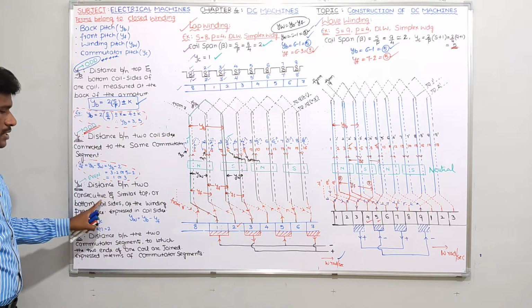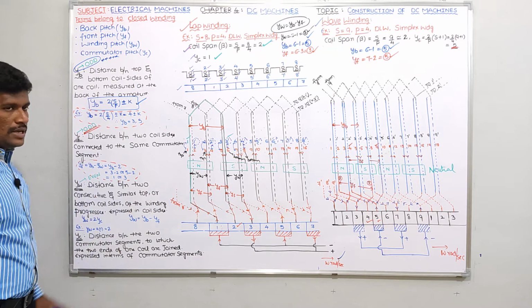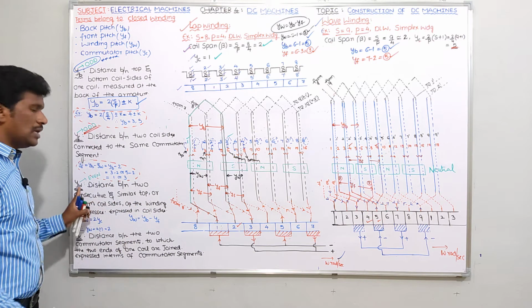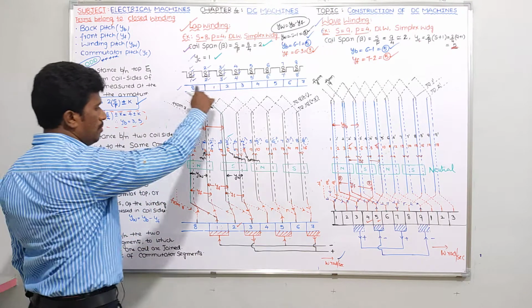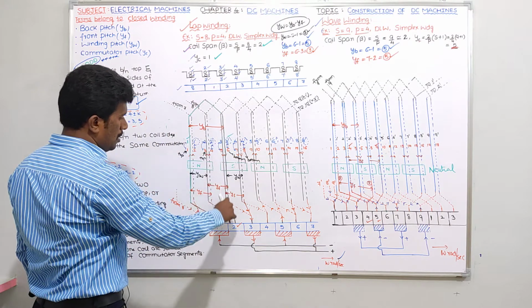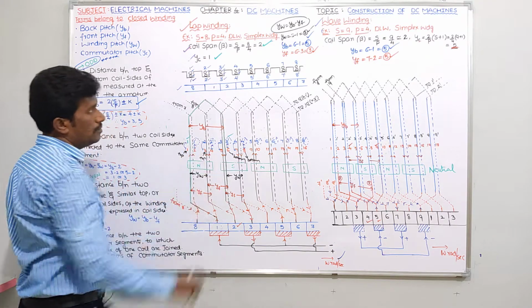The distance between two consecutive and similar top or bottom coil sides is called the winding pitch. So YW is equal to YB minus YF. YB minus YF gives you YW.